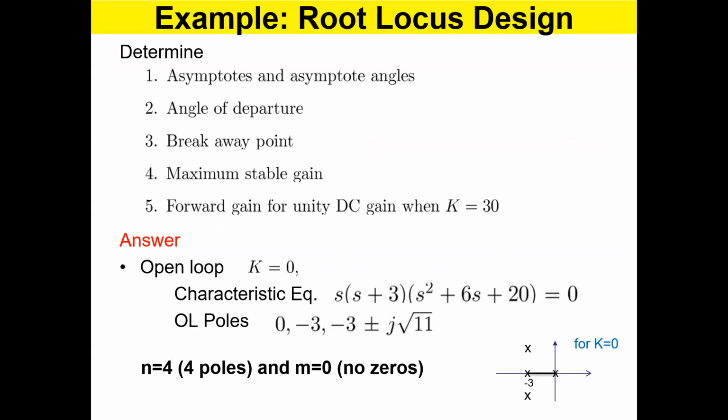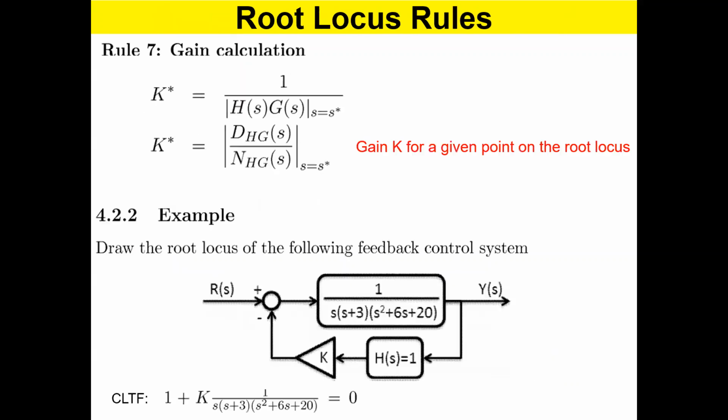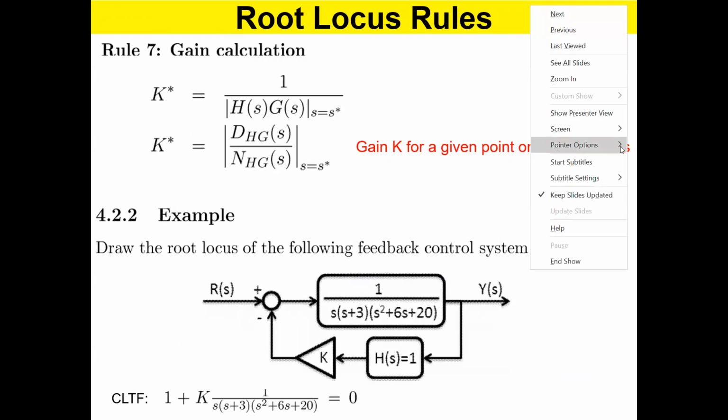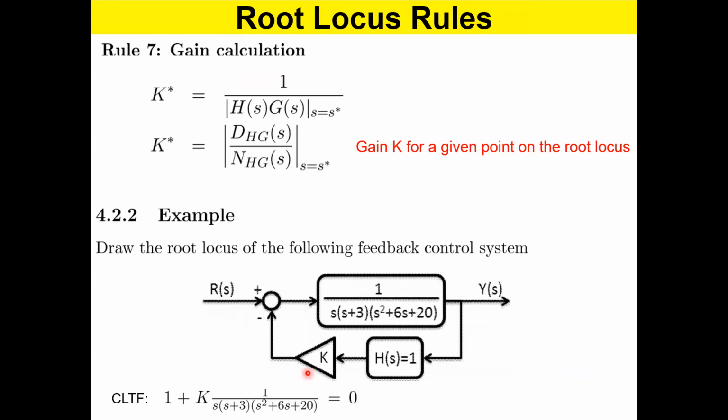So when you're asked to draw the root locus of a certain plant, when you break it down, the meaning of that question is the following. Number one, asymptotes and asymptote angles, angle of departure, breakaway point, if there's any. Maximum stable gain: as you know, for some gains the system could be unstable. If there's any situation where our system can become unstable because of this gain, you have to find that out.